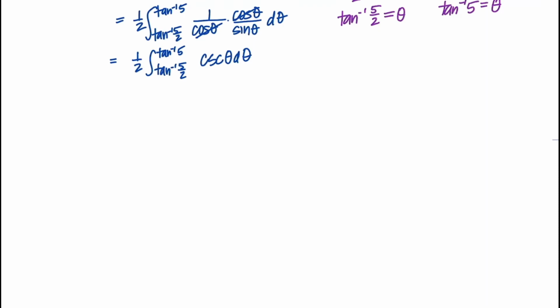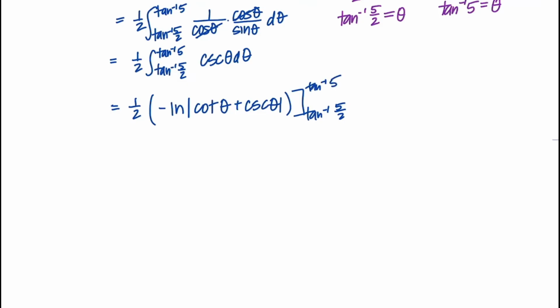We'll write this as 1/2 the integral. We'll now write 1/2, and then the antiderivative of cosecant theta is negative natural log of cotangent theta plus cosecant theta. And this is evaluated from tan inverse of 5 over 2 to tan inverse of 5.